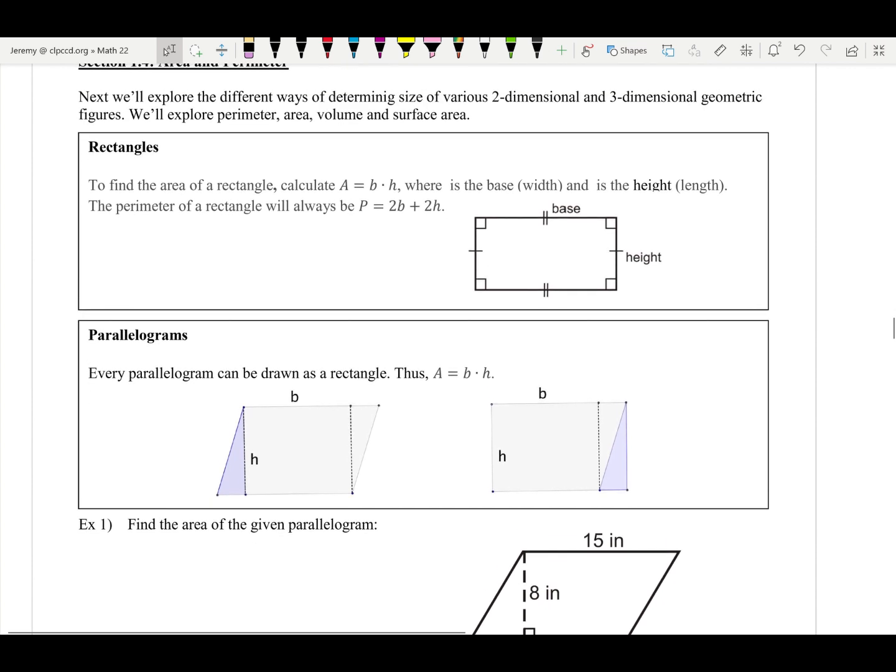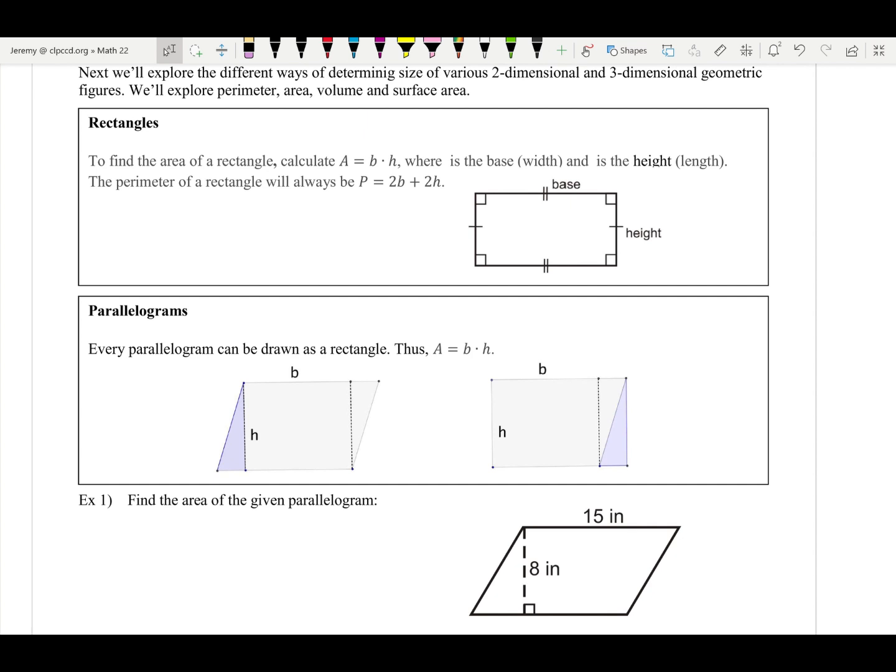So starting in 2 dimensions, we're going to start with rectangles, which is kind of the most basic, in my view, two-dimensional polygon. So let's look at the formulas we have here. The area of a rectangle is given by base times height. Those are just the 2 dimensions of the rectangle. The base is the width and the height is the length.